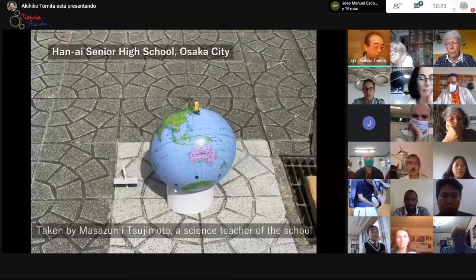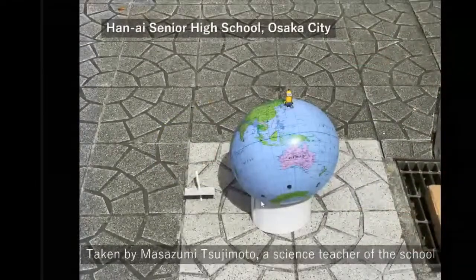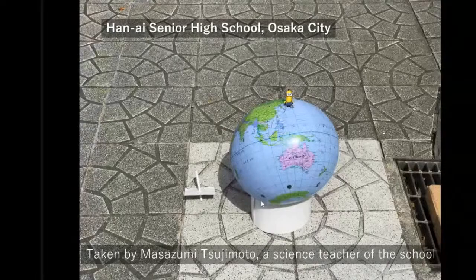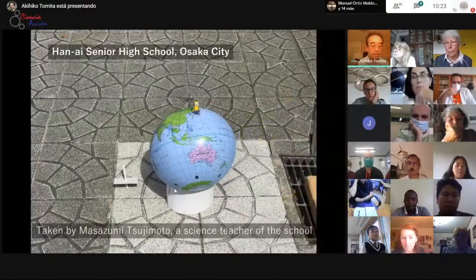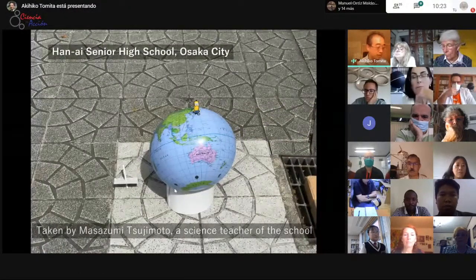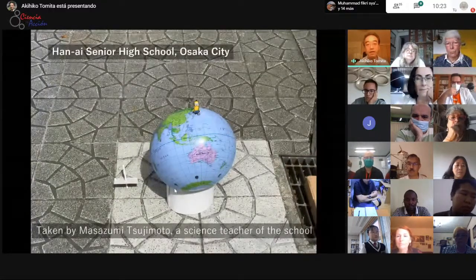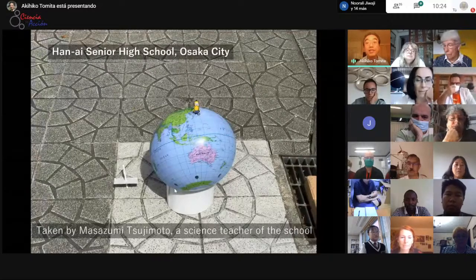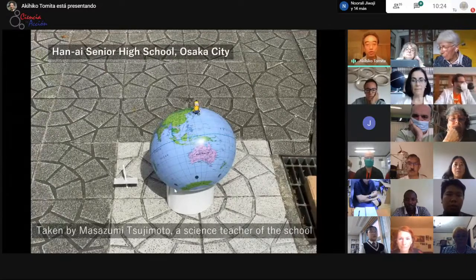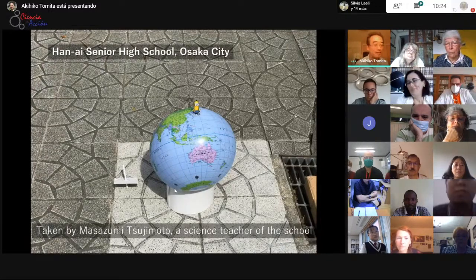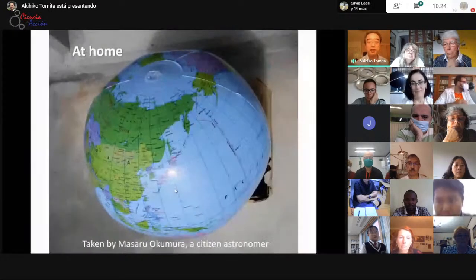Okay, so this photo was taken by a school teacher at Hanai Senior High School in Osaka City, named Masazumi Tsujimoto. He is one of the very active astronomy school teachers in Japan. I'm very happy to show his photo like this. Okay, so this photo is also taken on the autumnal equinox day. So this is another example.